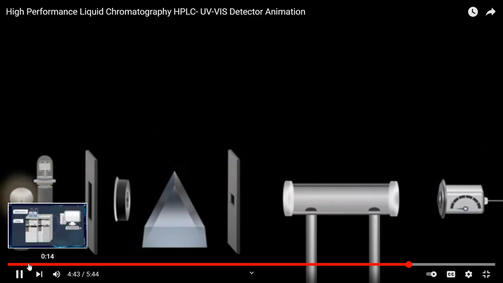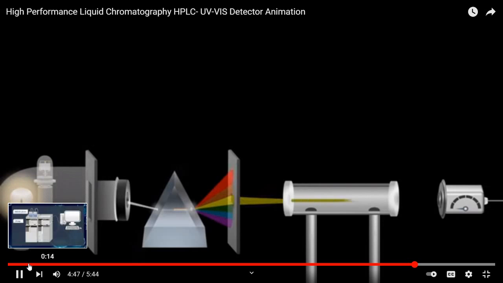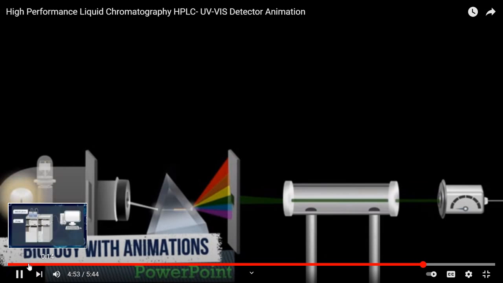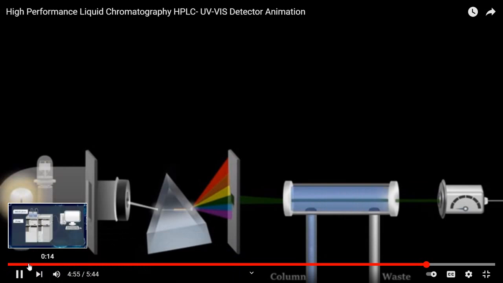Light from the lamp is shone onto the prism and dispersed according to wavelength. When the measurement is performed with a specific wavelength, the angle of the prism is adjusted so that the light of this wavelength can shine on the flow cell. As the compounds elute from the column, they enter the flow cell, where the bonding and non-bonding electrons of these compounds can absorb energy in the form of ultraviolet or visible light.